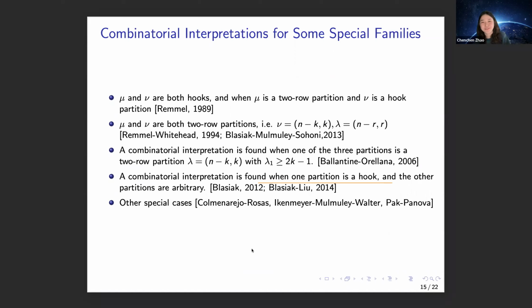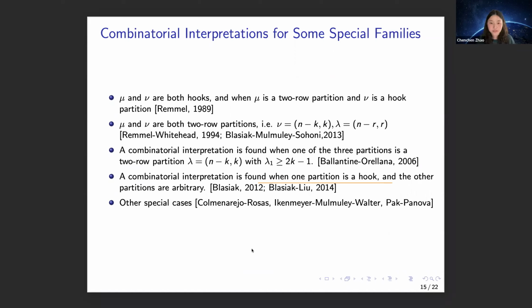when we have two two-row partitions, but again, it's an alternating sum, and it's not very interpretable combinatorially. And in 2006, Ballantine and Orellana came up with a combinatorial interpretation when one of the three partitions is a two-row partition. This is the very first combinatorial interpretation we have, but it's very restricted. The two-row partition cannot be any two-row partition. It requires the first row to be long, so n minus k needs to be at least as large as 2k minus 1.